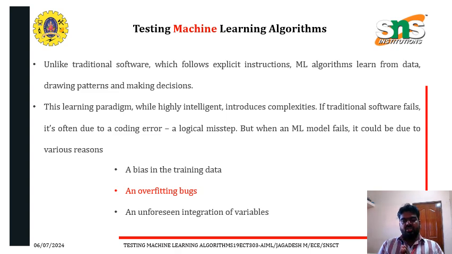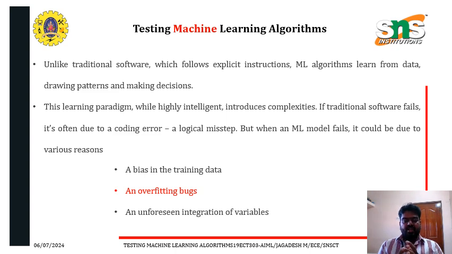So testing a machine learning algorithm is the same. Many machine learning algorithms are there, and we have to test each machine learning algorithm to see whether it works properly, and whether its predictions are correct or not. That we have to know. Unlike traditional software which follows explicit instructions, an ML algorithm learns from data, drawing patterns and making decisions. This learning paradigm, while highly intelligent, introduces complexities.